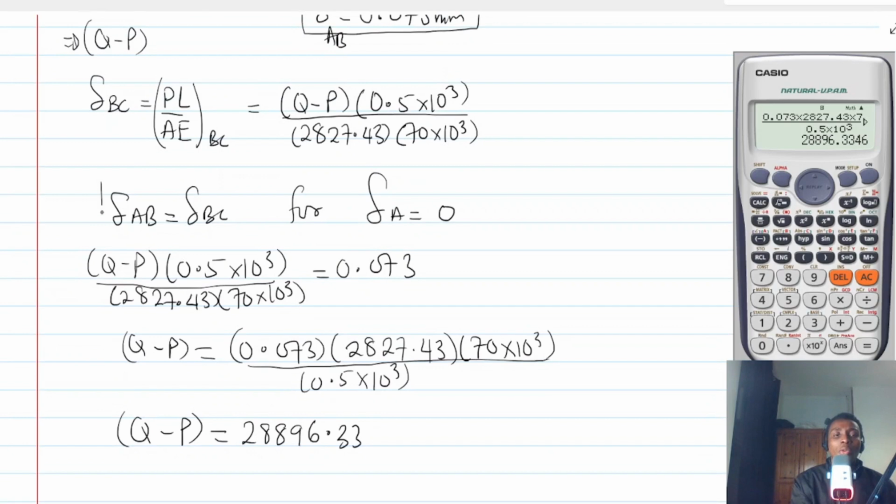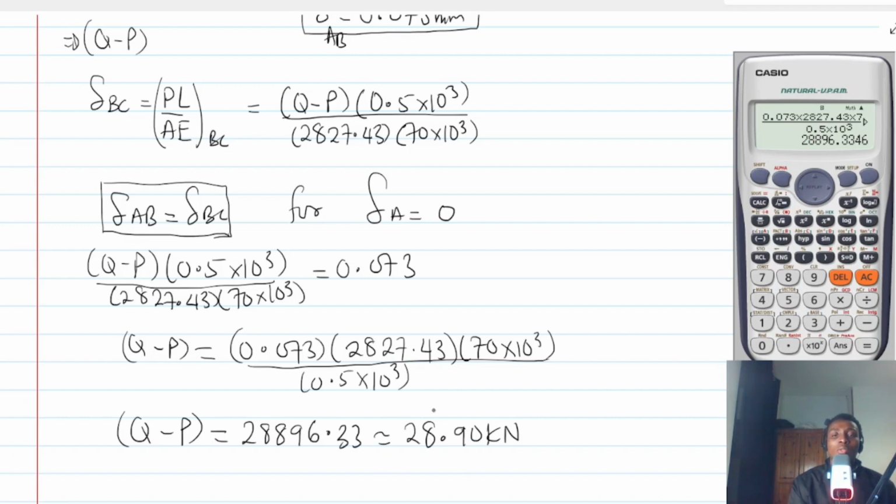All right, so we equated the deflection here to this deflection, right? And then what we are actually solving for, this Q minus P here, is some sort of force. So in fact, it means that Q minus P will be 28.89. So let's say 28.90 kilonewton. Okay, so that is what we are getting.